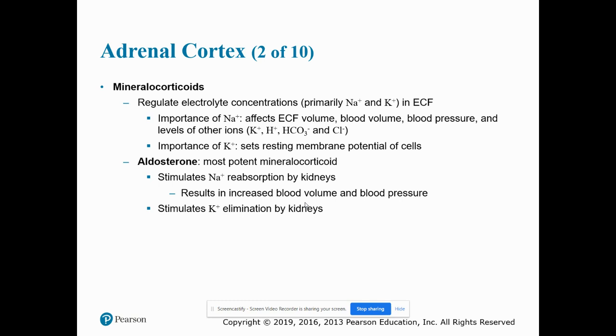So the importance of sodium is that it affects extracellular fluid volume, blood pressure, and levels of other ions like potassium, hydrogen, bicarbonate, and chloride. And the importance of potassium is that it sets the resting membrane potential of cells. And then aldosterone is the most potent mineralocorticoid, and what it does is it stimulates sodium reabsorption by the kidneys, which is going to cause an increase in blood volume and blood pressure. And it's also going to stimulate the elimination of potassium by the kidneys.